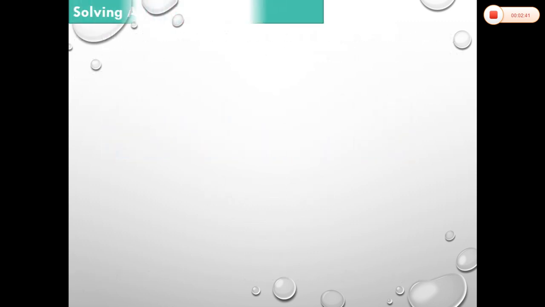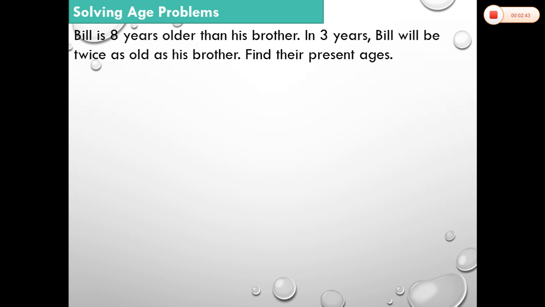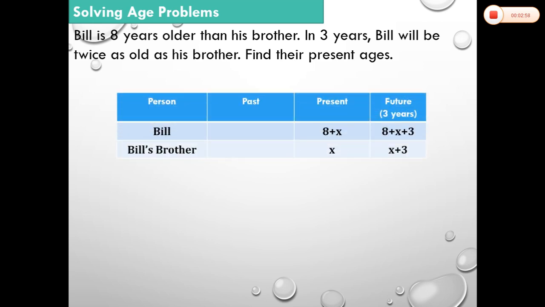Next example. Bill is 8 years older than his brother. In 3 years, Bill will be twice as old as his brother. Find their present ages. Again, in this problem, we don't have information for their past ages, only the present and the future ages of the two involved persons, Bill and his brother.